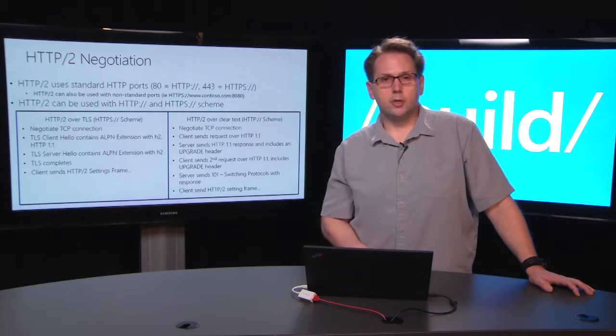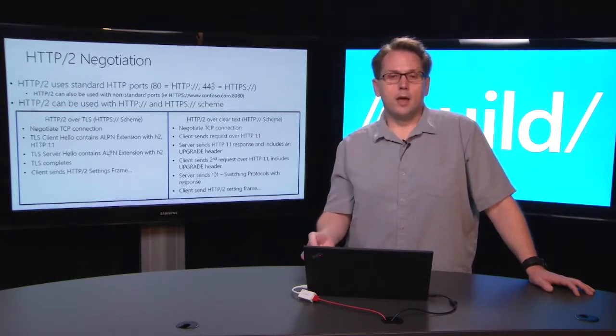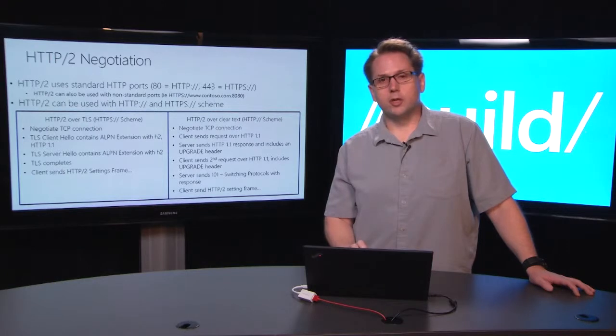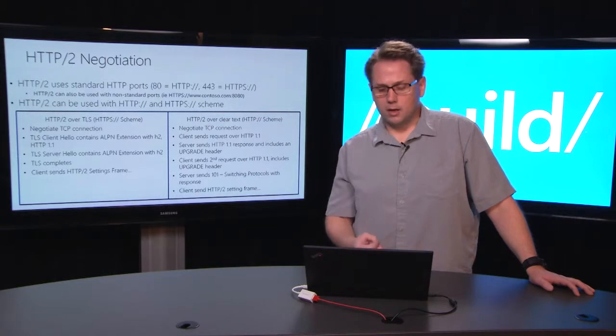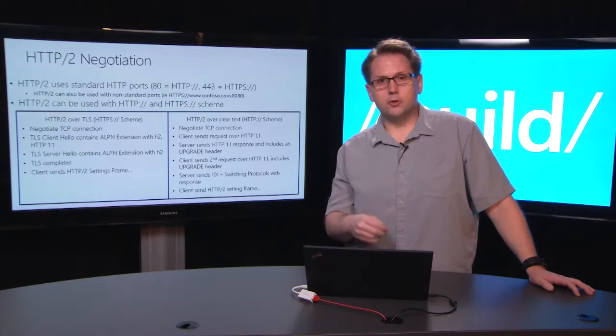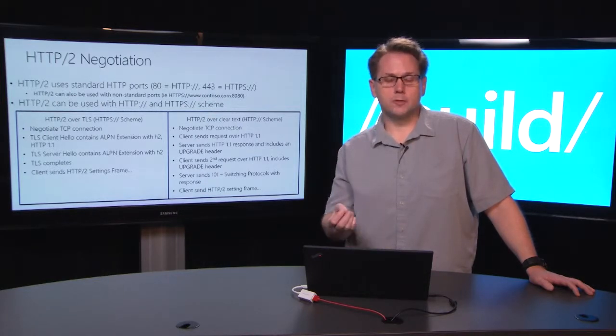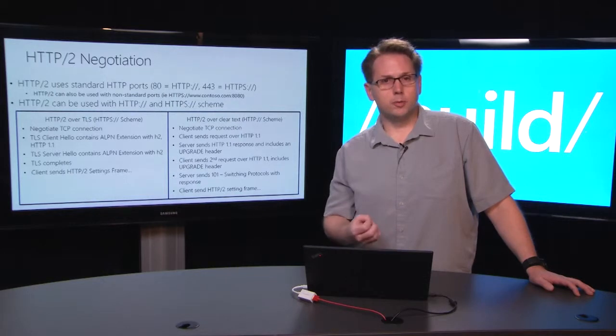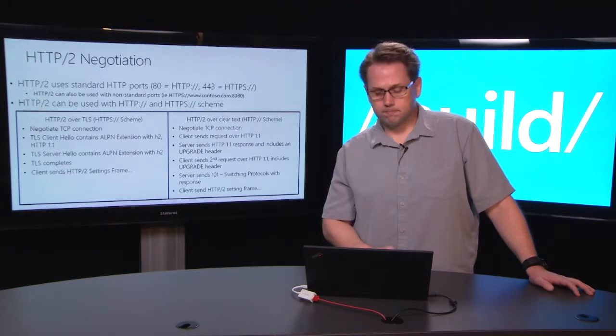We start with a TCP negotiation and we set up the connection. And then we send our first request over HTTP 1.1. That request is allowed to include an upgrade header that indicates the client is available over HTTP2. When the server sees that upgrade header, the server can send back a response saying, great, and send back a switching protocols response. And then every subsequent request on that connection will be over HTTP2.0. Essentially, the client on their next packet will send out the settings frame.